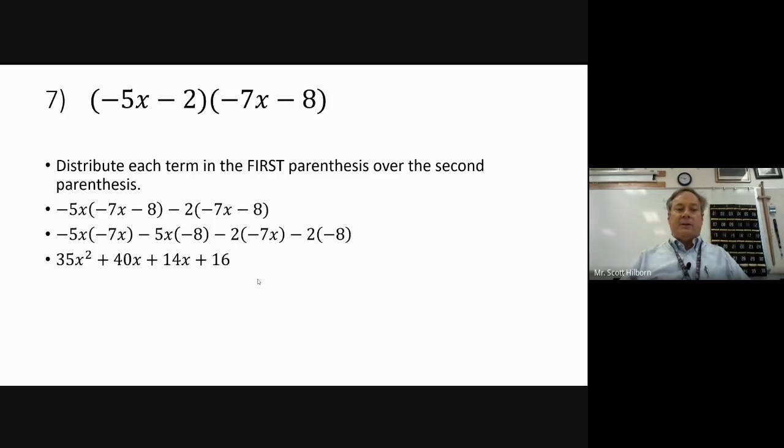All right, the last thing there is we're going to combine those inner terms, 40x plus 14x, and that'll give us 54x. And then we double check to make sure it's in standard order.